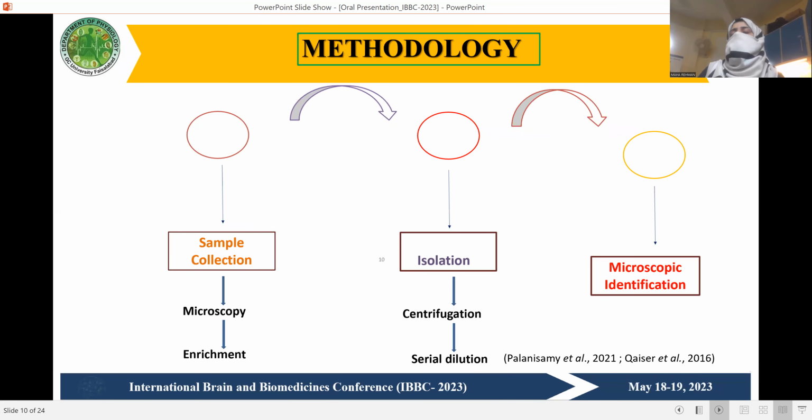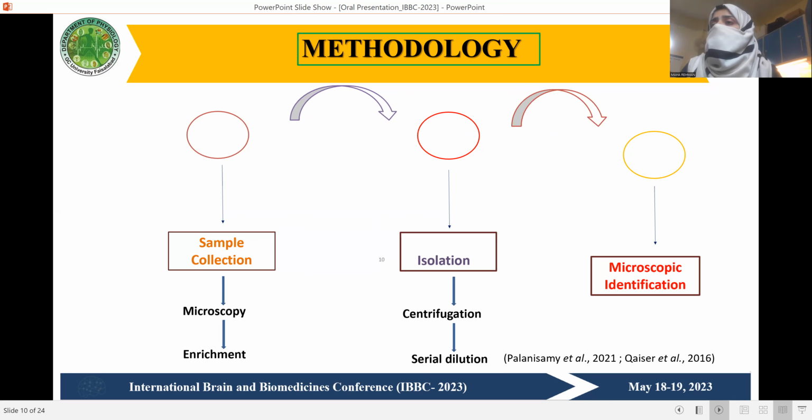we followed this methodology. First of all, we collected samples from the top and bottom surface of the water reservoirs of Guwahati. For this, we performed microscopy and then enriched the sample. After that, we transferred the sample to the lab aseptically. For isolation, we followed two different methods. One is the pour plate method containing agar media with BG11, and the other is that we only used BG11 media without agar.